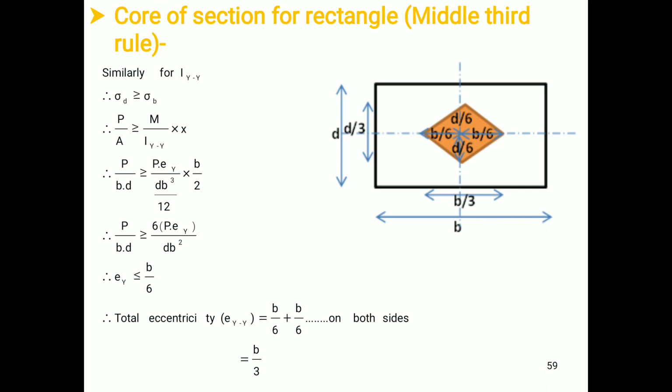In the same manner we can also find out for Iyy. For Iyy we will have the value of Ey less than or equal to B by 6. Therefore the total eccentricity will become B by 6 plus B by 6 on both sides, so it is B by 3. So we have to apply the load within this particular region only for the no tension condition in the column.